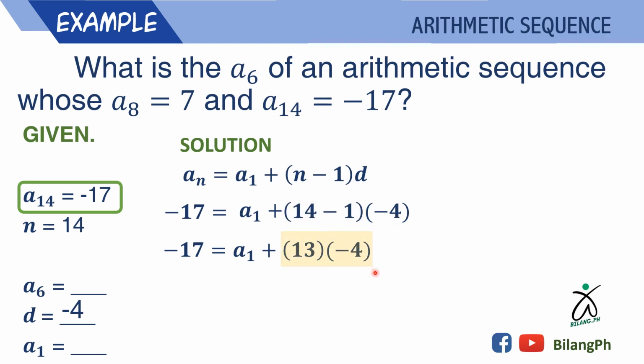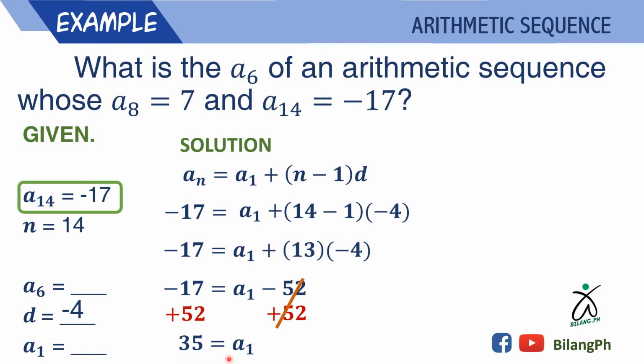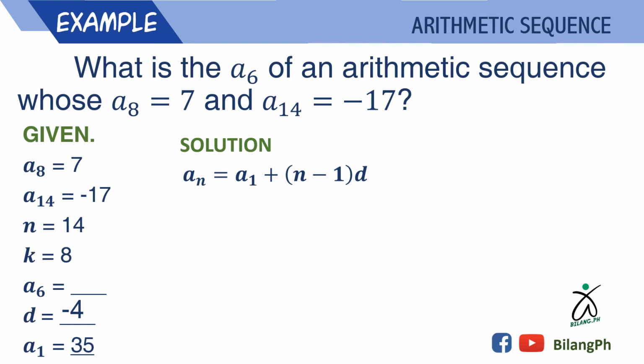Next is multiplication. Negative 17 equals a sub 1. 13 times negative 4 is negative 52. Para ma-eliminate ang negative 52, we have to add both sides by 52. Makakancel ito. 52 minus 17 is 35. So, the first term is 35. Yan, meron na tayong first term na 35.